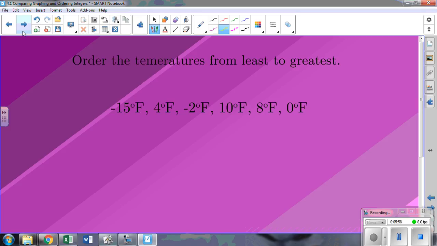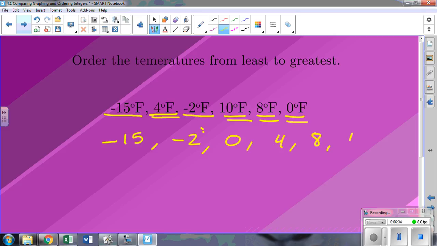And so what they usually do is start by saying, where are the negatives? We only had 2 of them here, so the negatives have to go from smaller number-wise to bigger number-wise. Negative 15 is farther left, followed by negative 2. And now we have to look at each of the others. 4, 10, 8, and 0. Okay, we have 0, 4, 8, and 10.